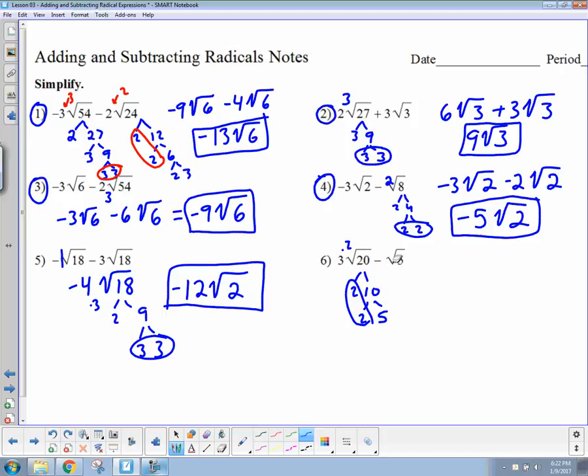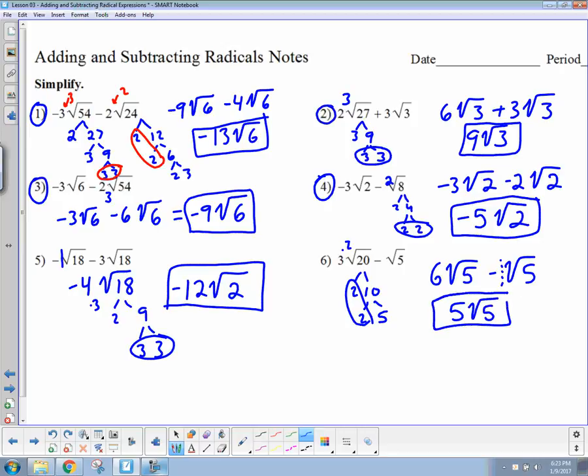So 3 times 2 is 6, root 5 because of the leftover. Minus root 5. Remember, it's like an imaginary 1. So 6 minus 1 is 5. Bring down your house. Boom.